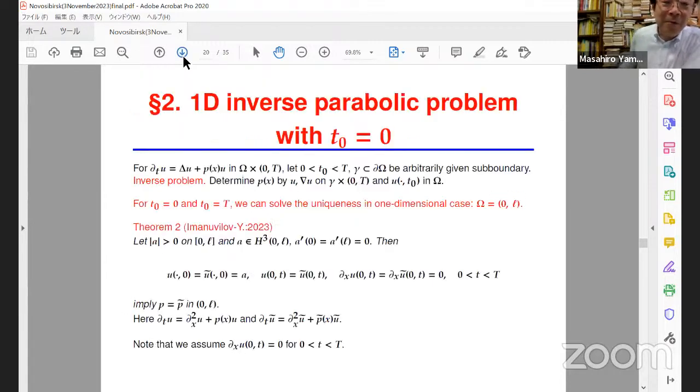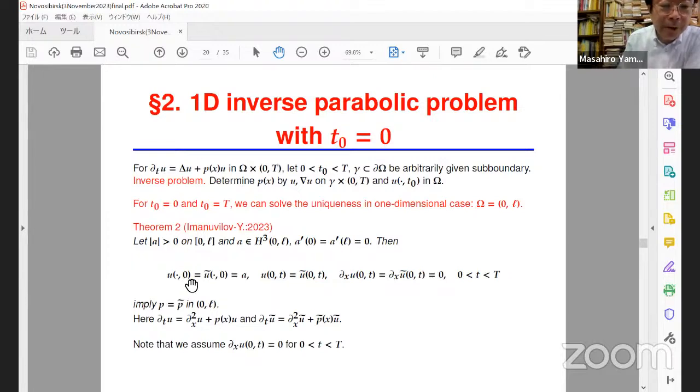Then the second is just the one-dimensional case. In the one-dimensional case, exceptionally, we can prove a better uniqueness result. Namely, we will consider the same coefficient problem, and the coefficient p of x. In our one-dimensional case, gamma is one endpoint. Okay, maybe it's better: Omega is zero to L, L is a constant. The main theorem is as follows. Still the non-vanishing condition, then some smoothness and some compatibility condition of the initial value.